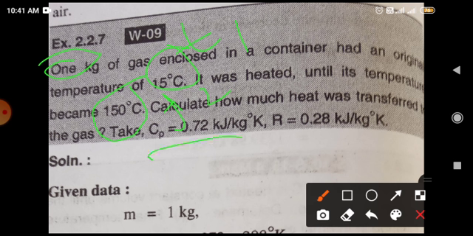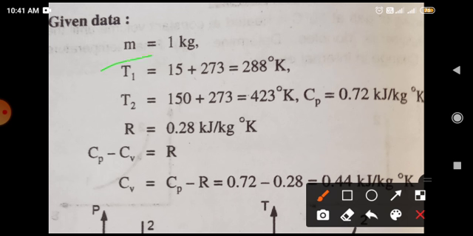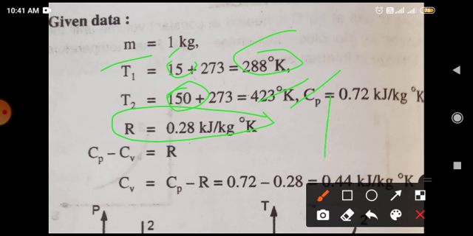Take Cp equal to 0.72. Let it be a constant pressure process with the given values. So what will be the formula? Heat equals mCp (T2 minus T1). You have to convert all these temperatures into Kelvin because they are given in degrees Celsius. Write all the given data, where R is the gas constant.